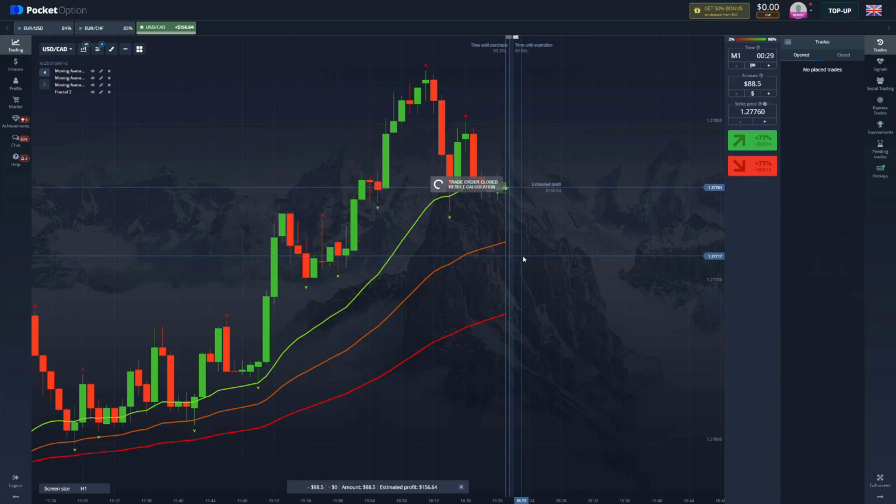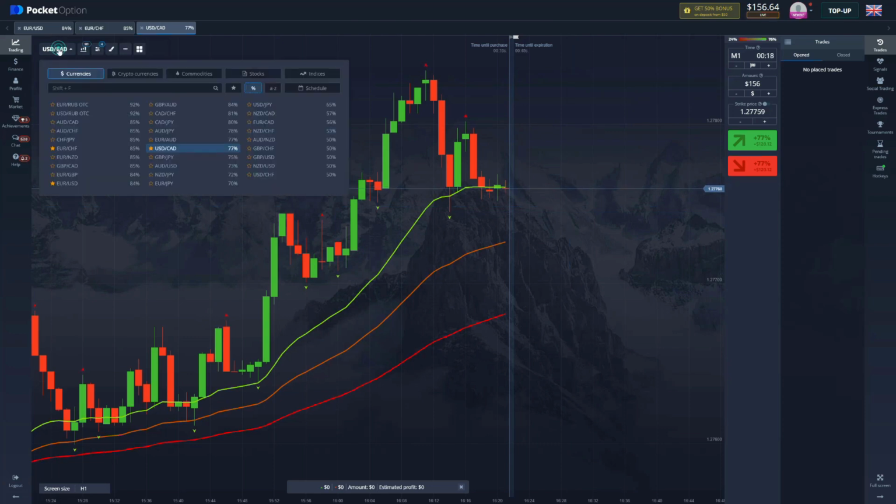And there it is, another successful option. We are already at 156. It only took us 2 options and we made $100. Let's go ahead and set our trading amount to 156 and scout for some more opportunities.